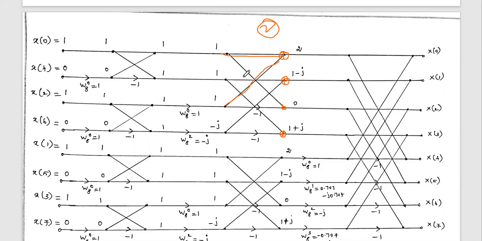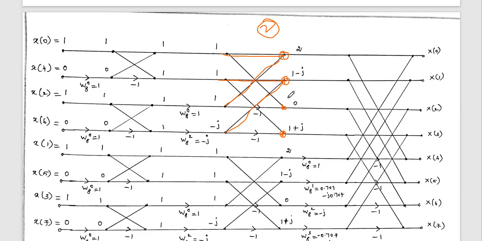Similarly, here you see 1 is coming here and minus j. So here 1, here minus j. The addition of 1 and minus j is 1 minus j. 1 is the real part, minus j is the imaginary part.